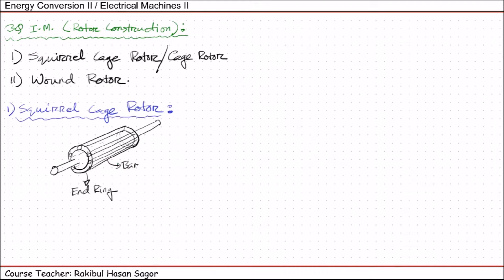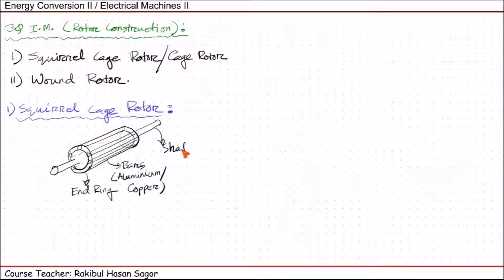We have bars generally made of aluminum or copper, and this is shaft, and these two shafts are connected with two bearings. We'll have one bearing here, another bearing here, so that this rotor can move freely on the top of this bearing. So these are bearings.